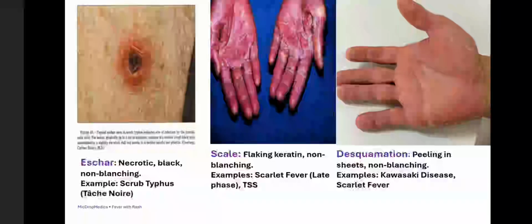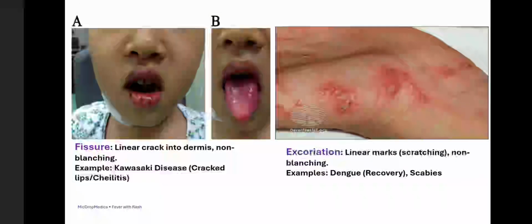Next, we have the peeling of the skin. If it peels off in flakes, that's a scale, like toxic shock syndrome. But if it peels off in sheets, that's desquamation, a classic sign of Kawasaki or scarlet fever. If you see linear cracks into the dermis around the lips, that's a fissure, seen in Kawasaki, whereas the linear marks are the excoriation marks seen in scabies.